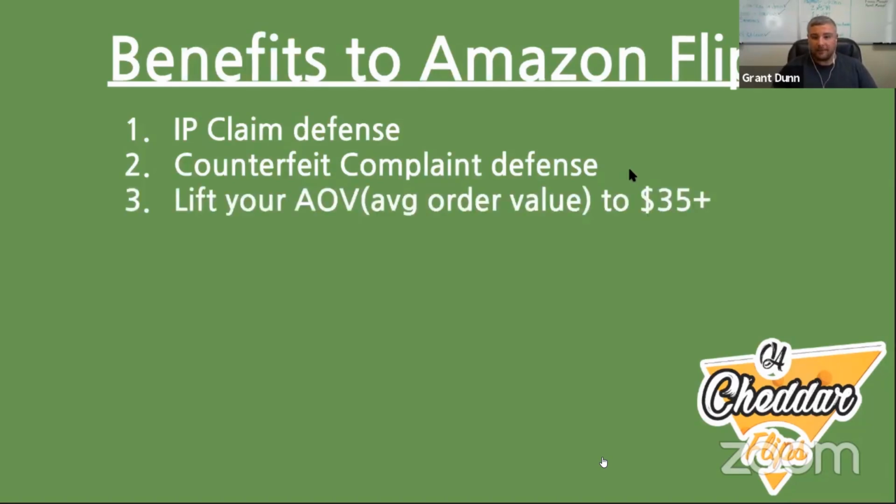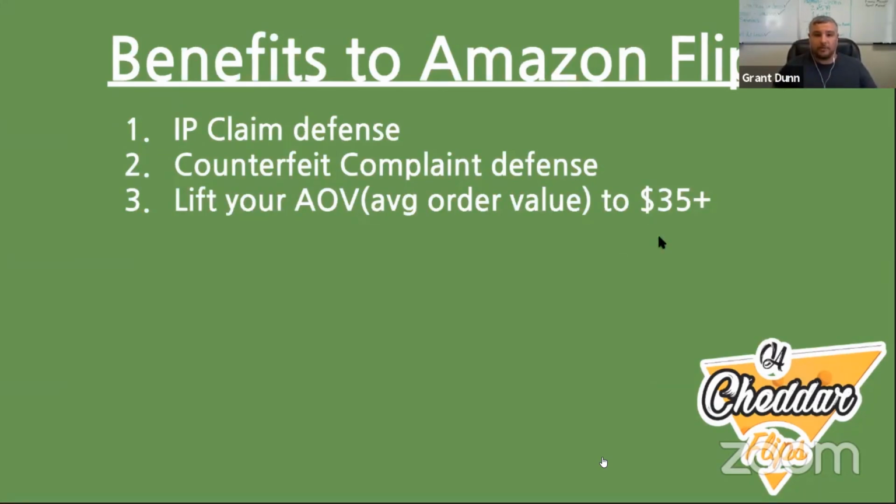Lift your AOV, or average order value. Some people would look at this as your selling price per unit. And the traditional rule of thumb is you want to be $35 or higher. That's kind of the prime position, or price per unit, to be selling at, because you generally make a little more profit per unit, a little bit more ROI in general, because you're paying the same pick and pack and fulfillment fees against a larger, more expensive item.